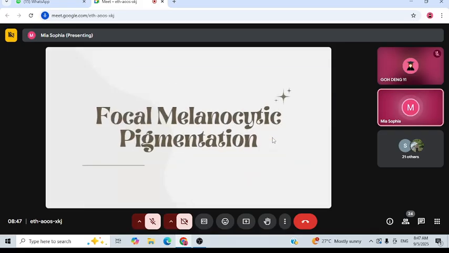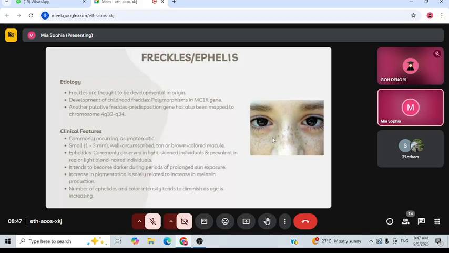So now that we have covered the broader categories of the endogenous pigmentation, we are going to narrow our focus to a specific subset under the melanin category, which is the focal melanocytic pigmentation. These are localized pigmented lesions caused by melanin-producing cells known as melanocytes. So the first one is freckles or ephelides. It is a common form of focal melanocytic pigmentation, and they are generally considered to be developmental in origin.